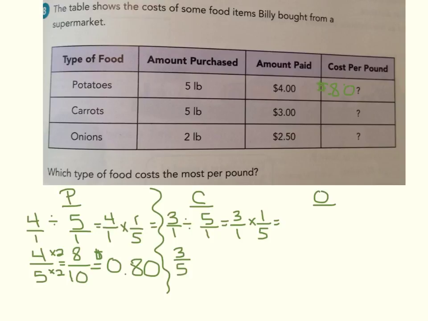We want to turn this into a decimal, so we want it to have a denominator of 10, 100, or 1,000. So we can easily make it into a denominator of 10. 5 times 2 is 10. Whatever you do to the bottom, you have to do to the top. So we have 6/10, which we can write as a decimal, but since we're working with money, we want to add a 0 on the end, so it ends in the hundredths place. So we found that the cost per pound for carrots is 60 cents.